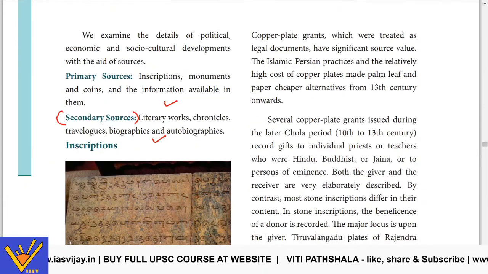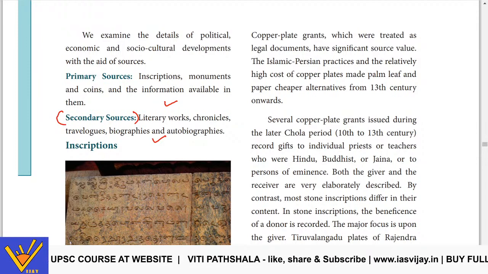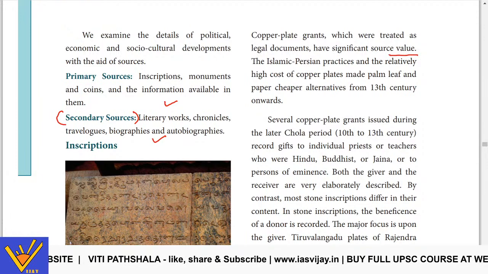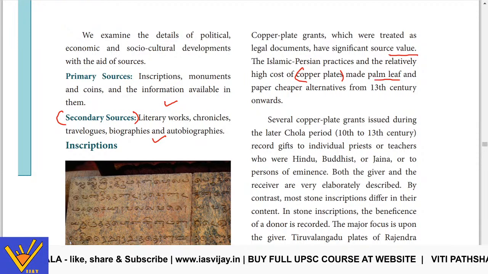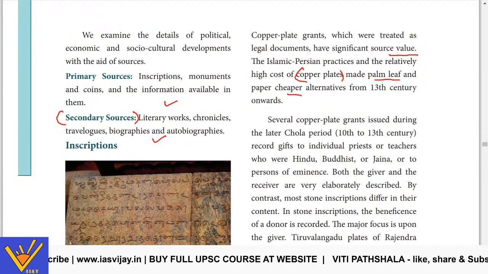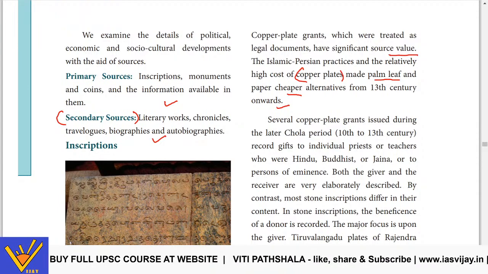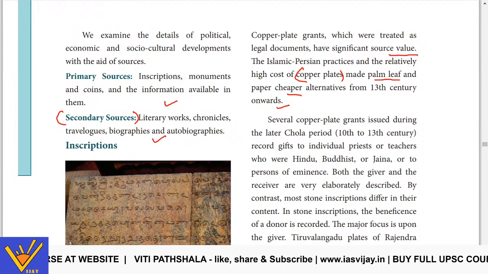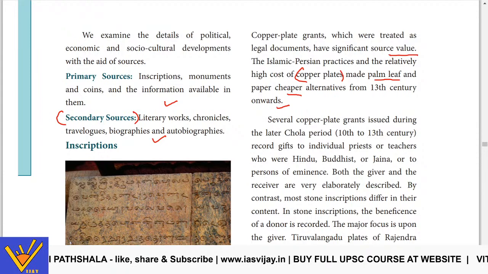The copper plate grants, which were treated as legal documents, are a significant source of value. Islamic Persian practices and the relatively high cost of copper plates made palm leaf and paper a cheaper alternative from the 13th century. If we wrote on copper plates, it would be very costly for us. That's why they chose the alternative, paper or palm leaf, and started writing on that.